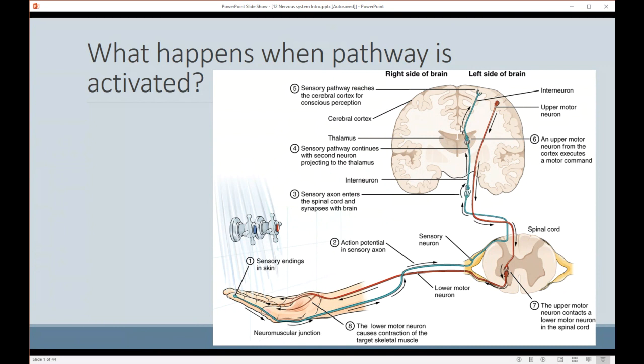Then we're going to send it through a second neuron projecting with the thalamus. That's going to reach the cerebral cortex. We do our conscious perception here at the cerebral cortex. Once we do that, we're going to send a message through our upper motor neuron. The upper motor neuron from the cortex is going to execute that motor command. It's going to contact a lower motor neuron within the spinal cord. And this would be an efferent pathway here. That lower motor neuron is going to cause a contraction of our target skeletal muscles.